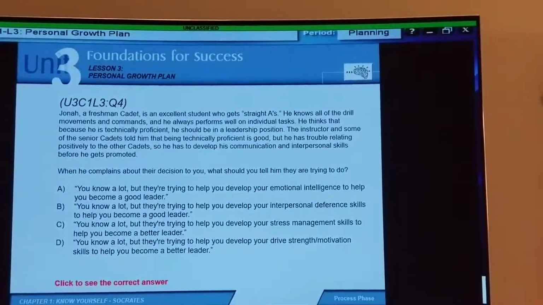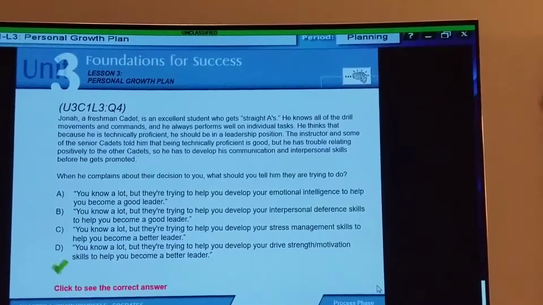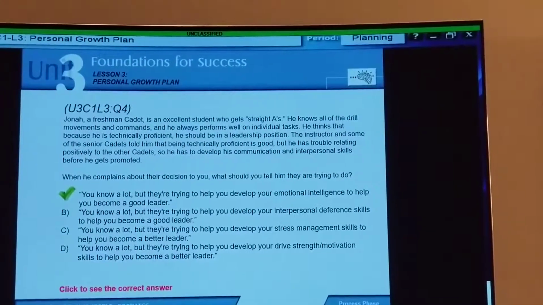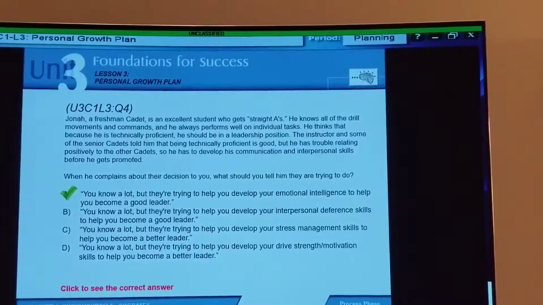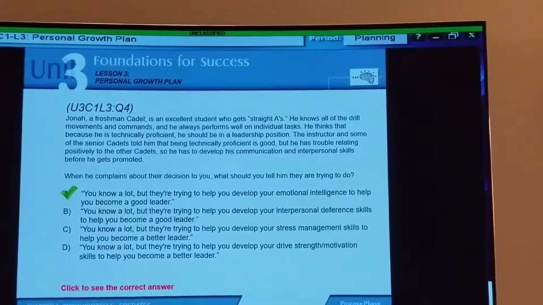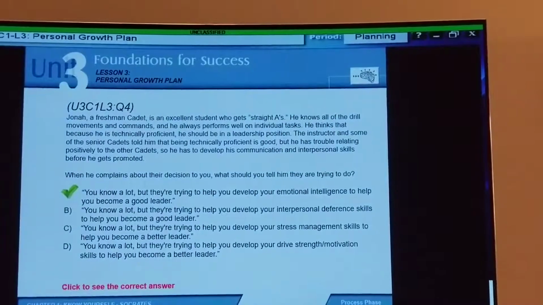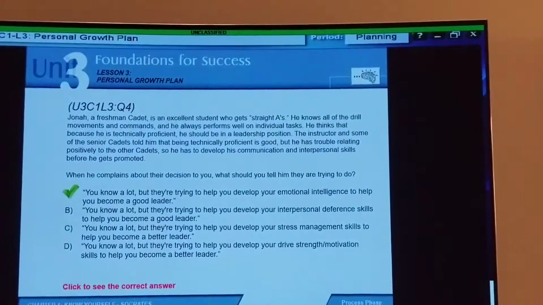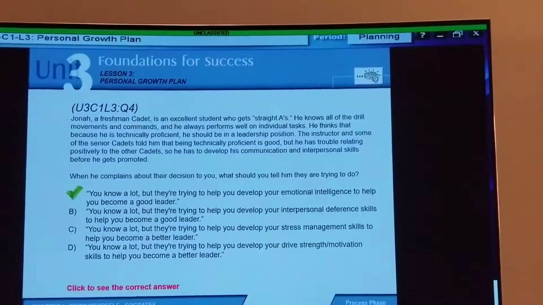So let's see what the correct answer is. It is A. They're trying to help him develop emotional intelligence first. He knows a lot. He's very knowledgeable. He has a lot of technical proficiency, but he needs to develop his emotional intelligence before he can be put in a position of higher leadership and responsibility.